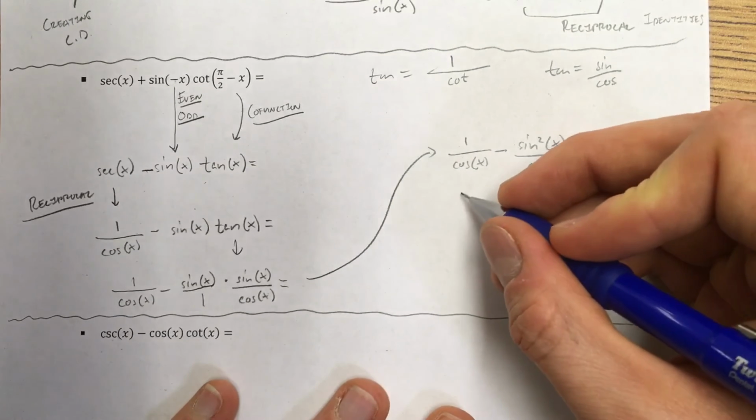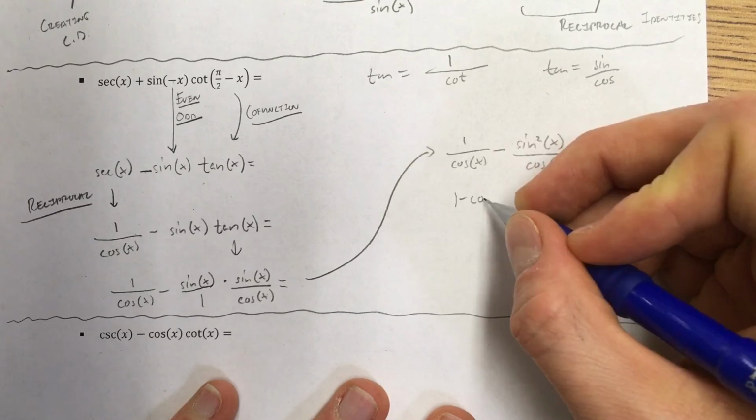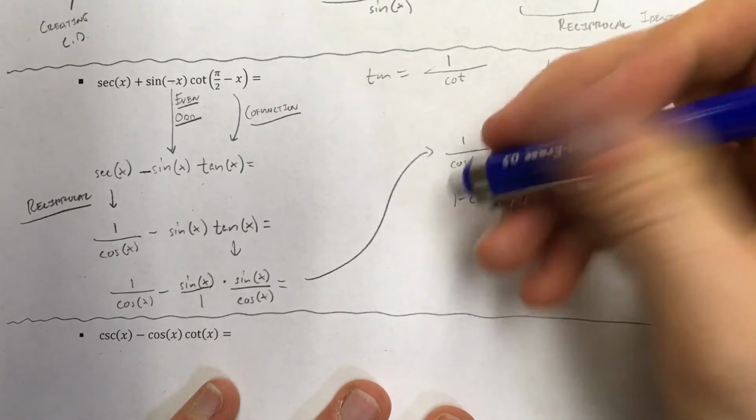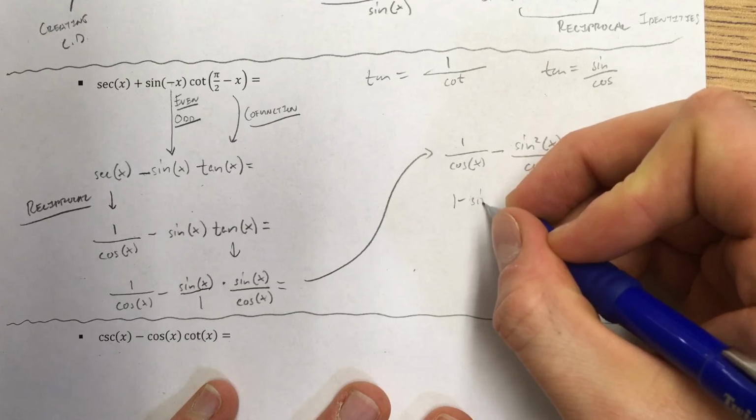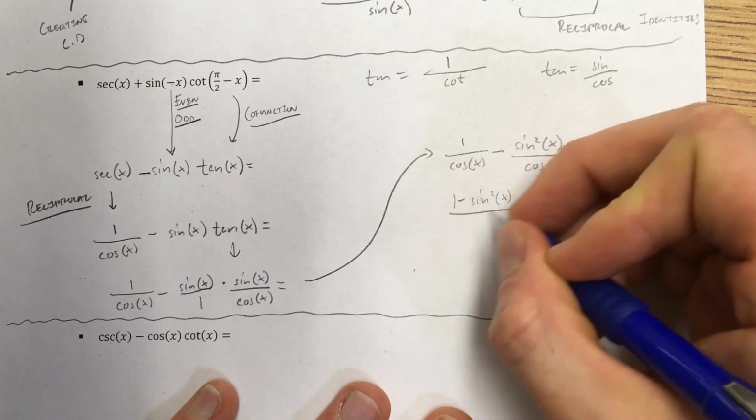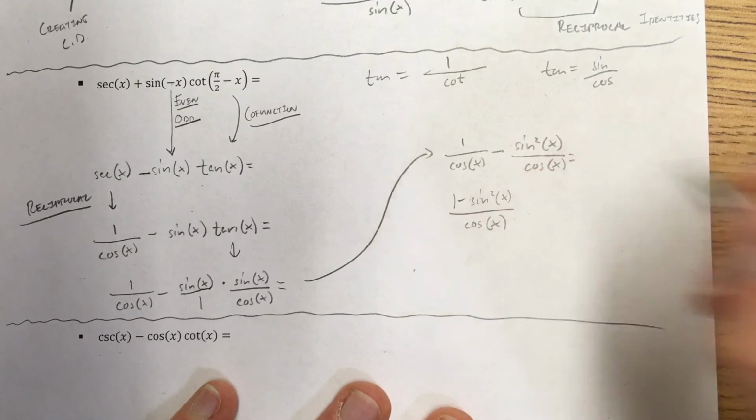Now we have a common denominator. We can subtract those two fractions. That will leave us with 1 minus sine squared in our numerator. When we subtract fractions, the denominator doesn't change.